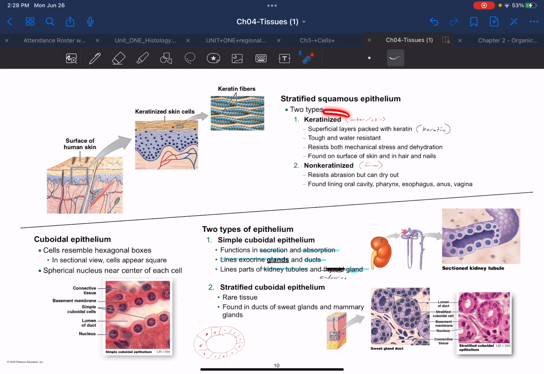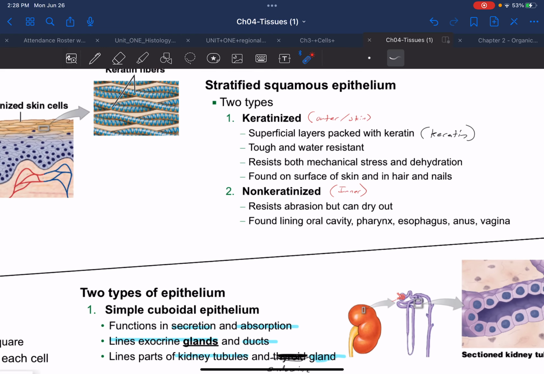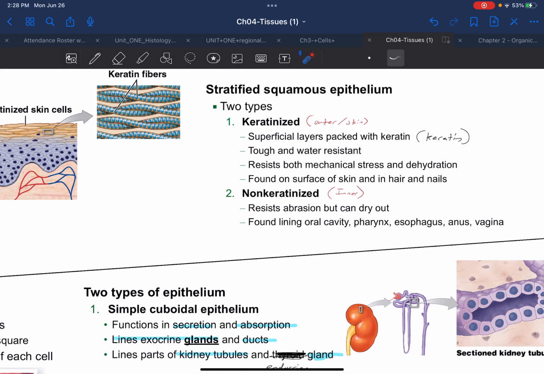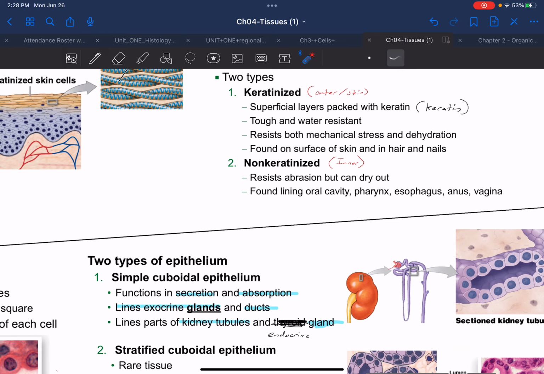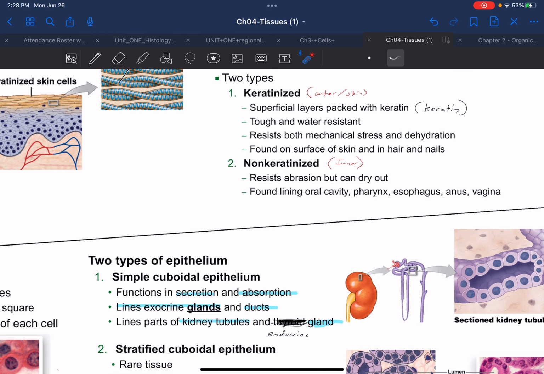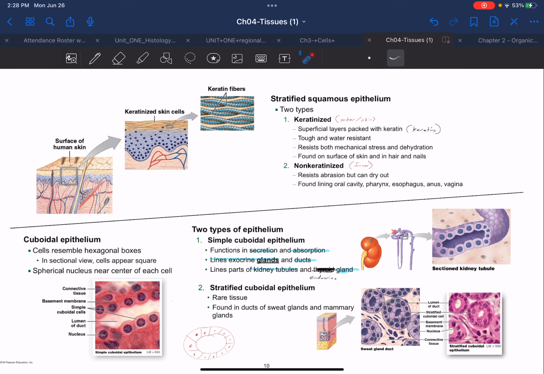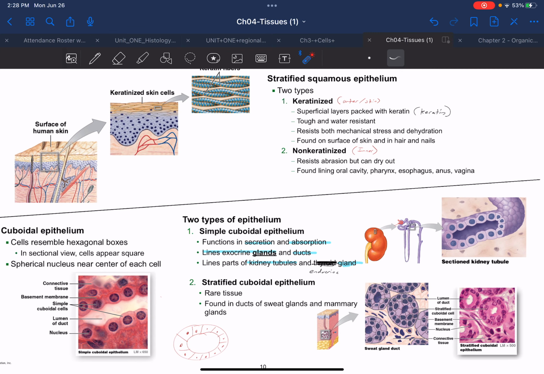And so you see keratinized, you see it on the outer skin because it produces a protein called keratin inside of it. And then it also exists in a non-keratinized form, which can be found, again, in places of high friction: anus, vagina, esophagus, throat, pharynx. And that's what a pharynx is, your throat. And then oral cavity as well. What you know for lab will keep you safe in lecture. Know where you find keratinized versus non-keratinized.